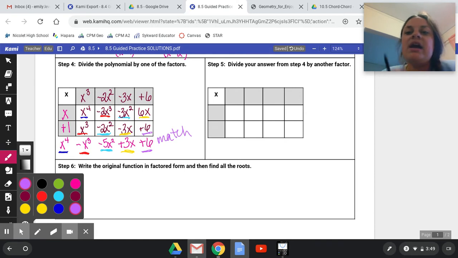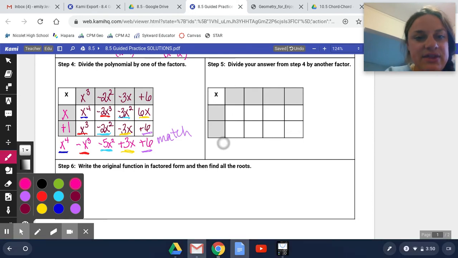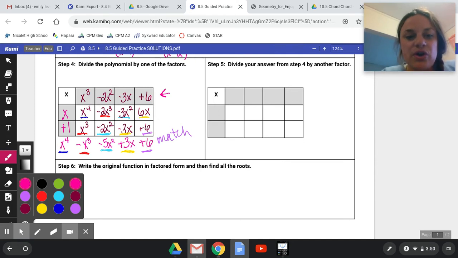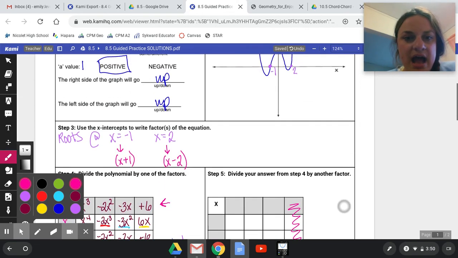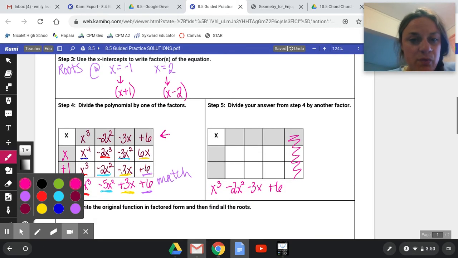Right now, what I want you to do is try this next one on your own. Or I guess I'll get it set up for you guys, okay? Because this is still a little bit new. So I am going to take this expression that I got up here, and that is now going to go along the bottom. So I'm going to say x to the third minus 2x squared minus 3x plus 6. I don't need this last column. And I am going to go ahead and write in my other factor, which is x minus 2. So x minus 2 goes right here. All right, so try this one on your own.